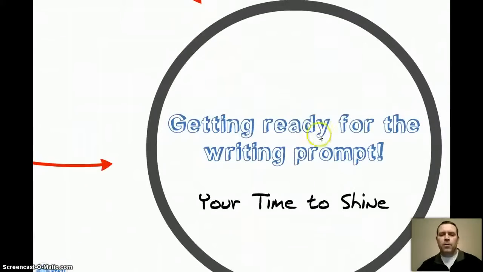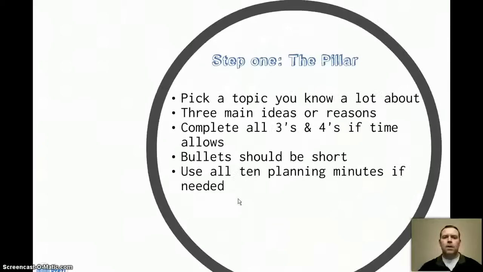And so getting ready for the prompt, your time to shine. Step one in being successful on a prompt is using a pillar properly. And every pillar starts with you choosing a topic that you know a lot about. I know sometimes you try to pick topics that are exciting or you think that the scorer might be interested in, but really what matters on a prompt is that you pick a topic that you can write as many details as possible about. So pick something that you are very knowledgeable about.